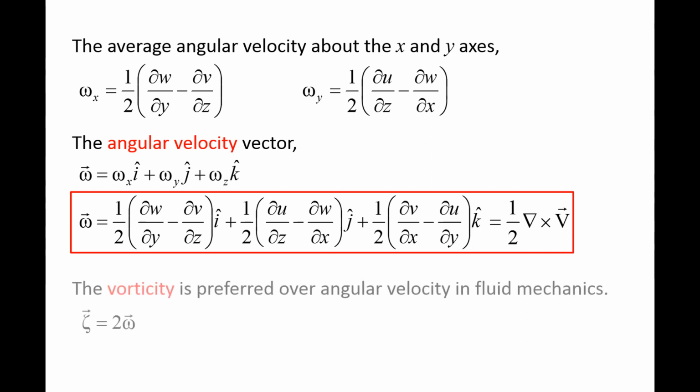In fluid mechanics, it is customary to work with the vorticity instead of the angular velocity. The vorticity is denoted by zeta and is 2 times the angular velocity vector, or the curl of the velocity field. It should be noted that some fluid mechanics textbooks prefer to use lowercase omega for the vorticity instead of the angular velocity.